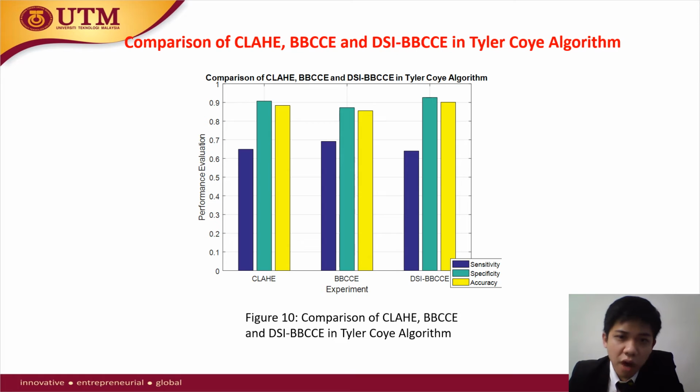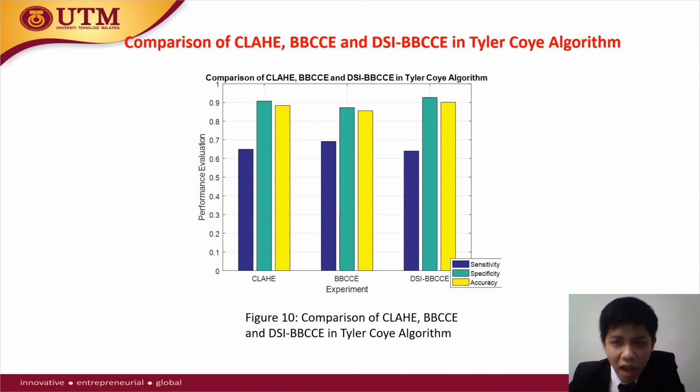Figure 10 shows a bar chart that shows the comparison of performance evaluation of CLAHE, BBCCE, and DSI-BBCCE. As a whole, in the Tyler Coye algorithm, BBCCE has the highest sensitivity. However, BBCCE achieves the lowest specificity. For the case of DSI-BBCCE, it is the other way around. DSI-BBCCE performs the highest specificity while the lowest for sensitivity. CLAHE, compared with the other two, ranks second place in all evaluations.